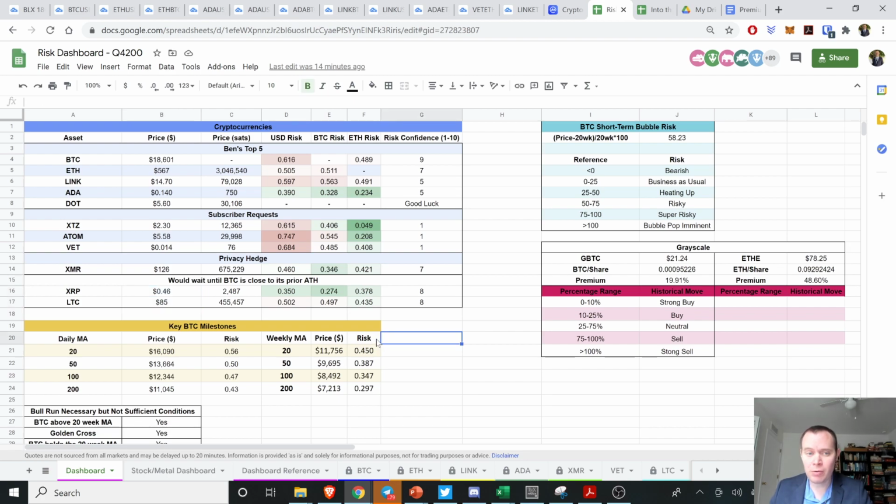Now, if Bitcoin rallies or if Bitcoin crashes, and these come back down. So if the stars align, which for me would mean seeing these risk levels below 0.4 at the very least, and also seeing Bitcoin above its prior all-time high, if those things align, then I might buy some.